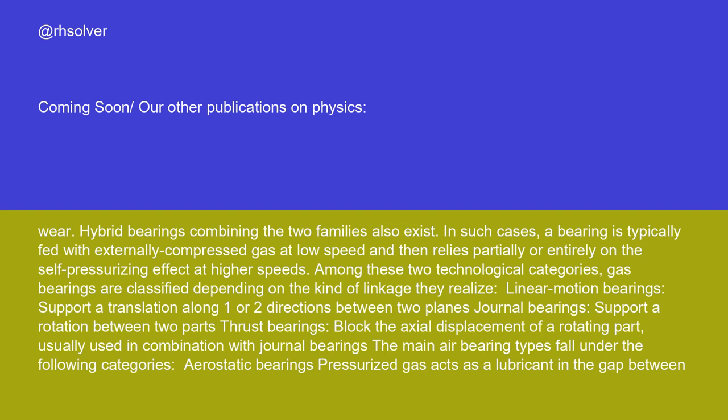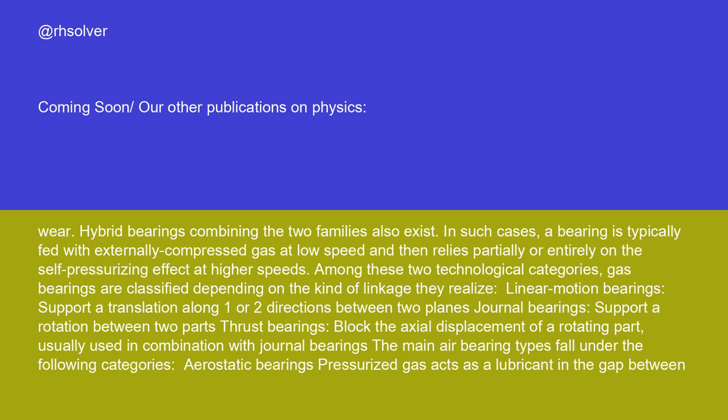Among these two technological categories, gas bearings are classified depending on the kind of linkage they realize. Linear motion bearings support a translation along one or two directions between two planes. Journal bearings support a rotation between two parts. Thrust bearings block the axial displacement of a rotating part, usually used in combination with journal bearings. The main air bearing types fall under the following categories.